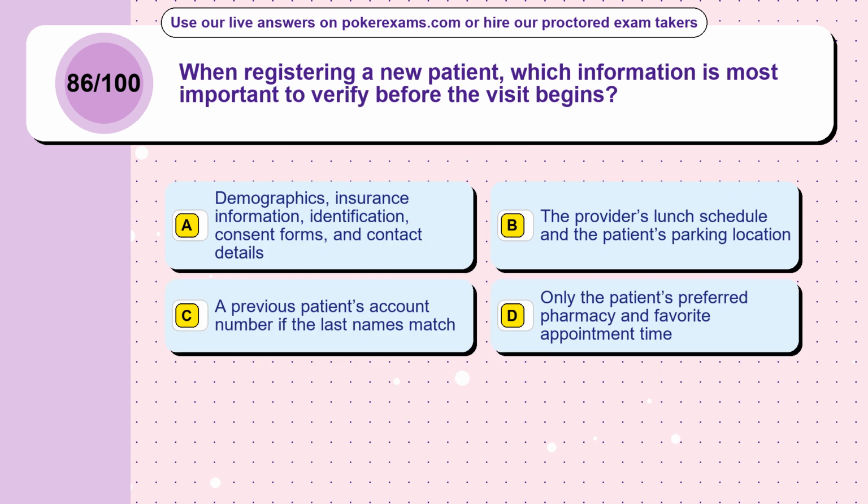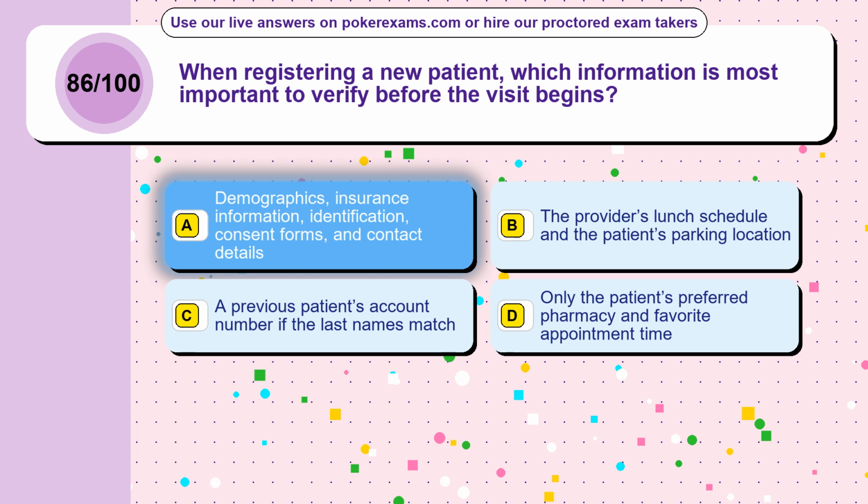Question 86. When registering a new patient, which information is most important to verify before the visit begins? Option A. Demographics, insurance information, identification, consent forms, and contact details. Option B. The provider's lunch schedule and the patient's parking location. Option C. A previous patient's account number if the last names match. Option D. Only the patient's preferred pharmacy and favorite appointment time.